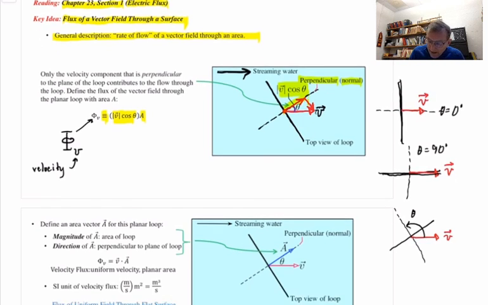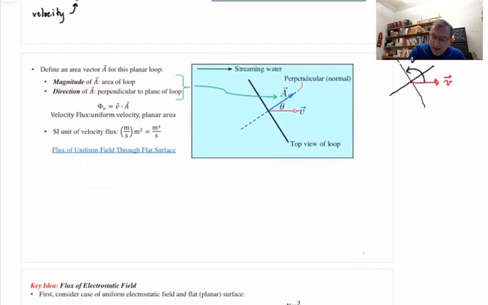Let's talk more about that. Velocity flux. That's the most straightforward one to visualize because you literally would have something flowing through this surface. Happens to be water. It turns out it's useful when you're talking about this concept of flux to extend the concept of area of a surface and think of it as a vector.